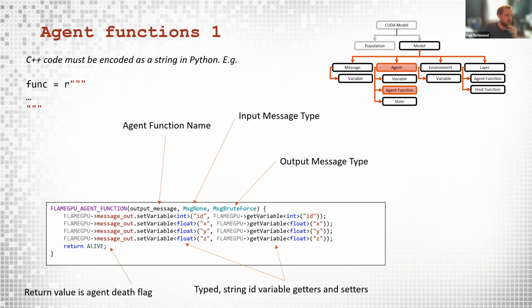There are a couple of arguments that go into this agent function. There's the agent function name, the input message type, and then the output message type. For the output message function, there's obviously no input message type, so we use message none. For the output message type, we've said that it will be brute force. It's a brute force message, so this needs to match with our model description. The final thing that our agent function does is return a single variable which determines whether or not the agent continues to live after the execution of this function. If it returns alive, it remains persistent. If it returns dead, then it will be removed from the simulation after the execution of this function.